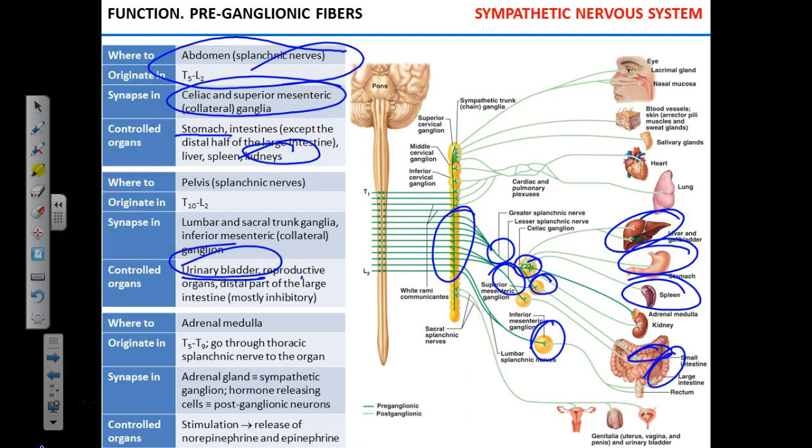Large intestine will be mostly inhibited. As a runner, I may tell you, it doesn't work that well all the time. Sometimes you just have to find the toilet.